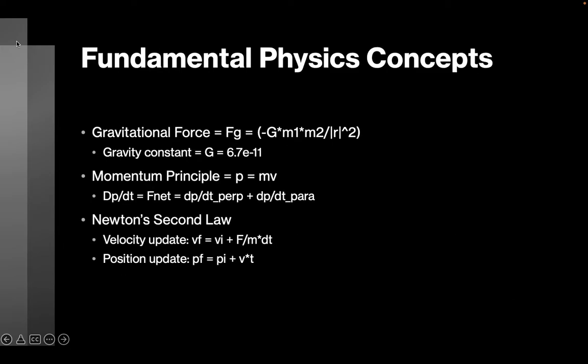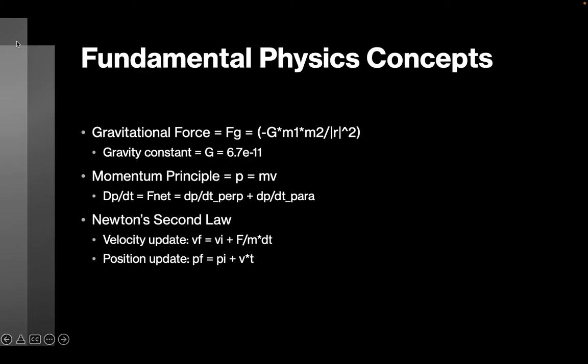So the fundamental physics concepts. Gravitational force is equal to negative the gravitational constant times our mass 1 and mass 2 divided by our magnitude of distance between the two squared times r hat. Our gravity constant is 6.7 times 10 to the negative 11th.